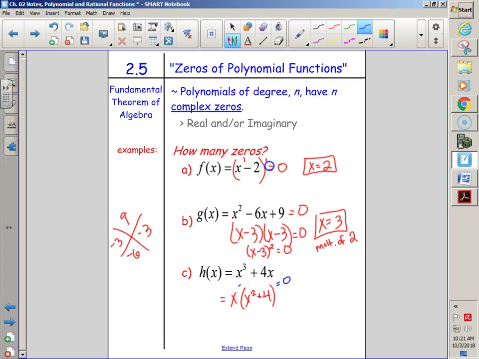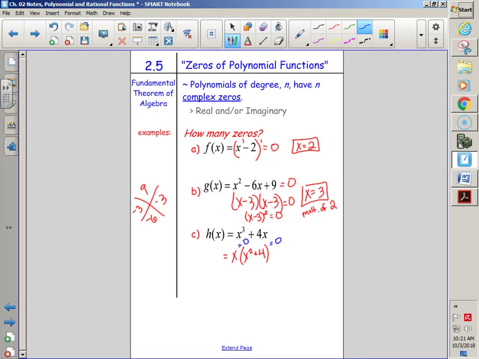I would pull out the GCF if I were you. Hopefully you remember that second guy doesn't factor so well. And maybe you would get 3 zeros. Hopefully the opener helped a little bit. Did you guys find all 3?